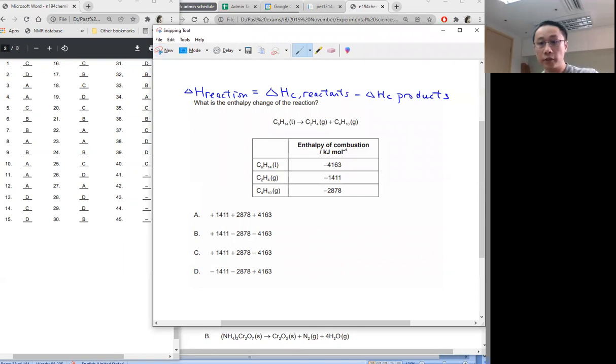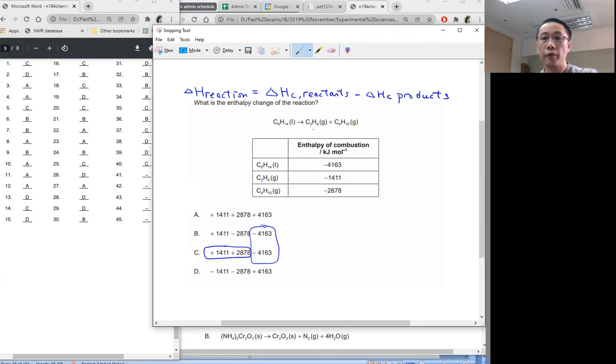So in this case, the answer should be -4163 as written, subtracted by the two other enthalpies of combustion, which themselves are negative. Therefore, you should end up adding the two. And the reason for this formula being valid is because of energy conservation.